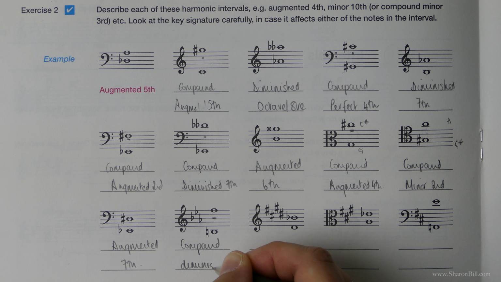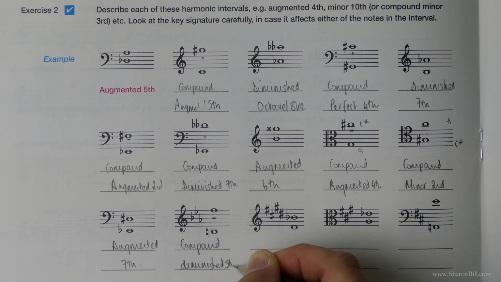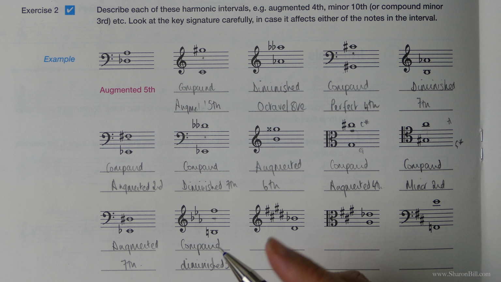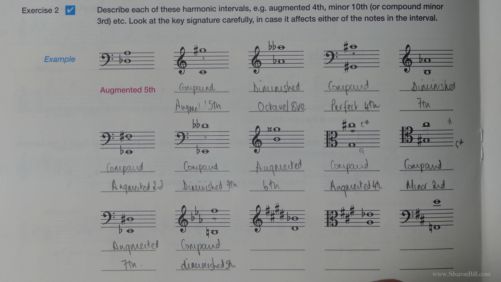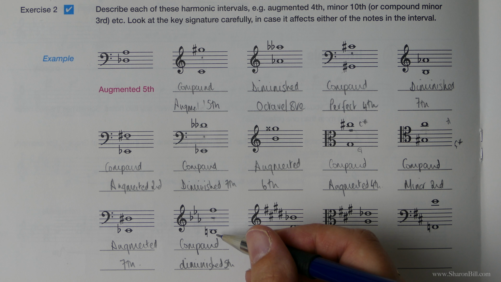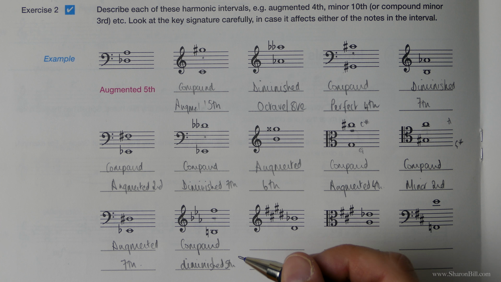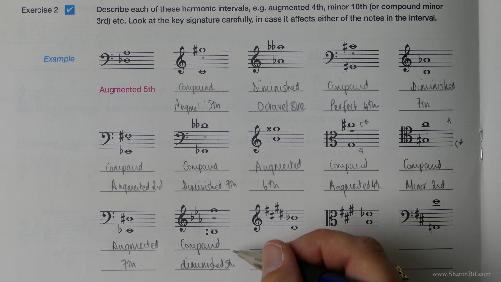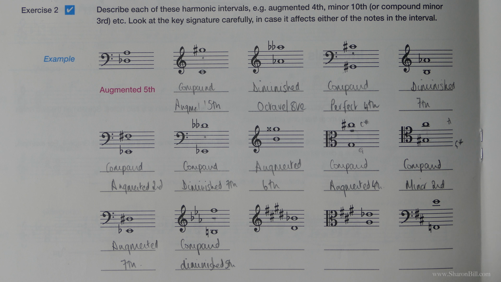Compound diminished 5th, or alternatively you could refer to that as a diminished 12th. As I said before though, I prefer to use this compound because then I know which one's major, minor and perfect and so on without having to learn new numbers. Either one is acceptable though.